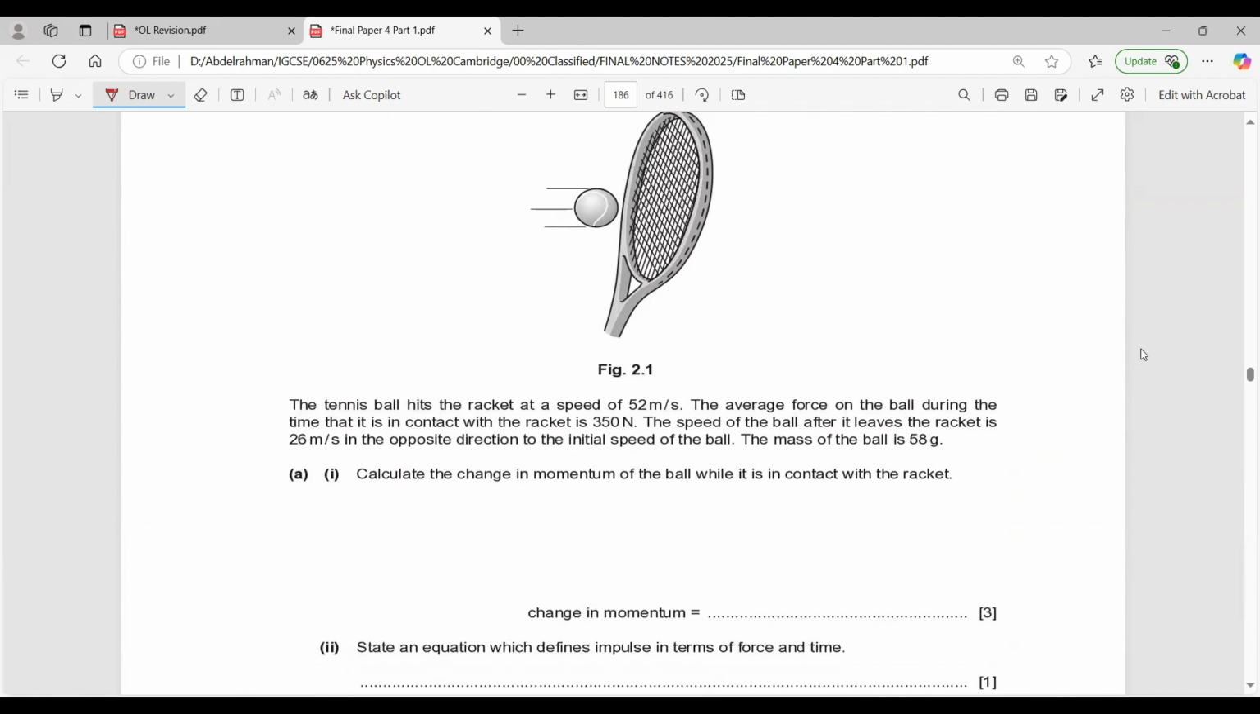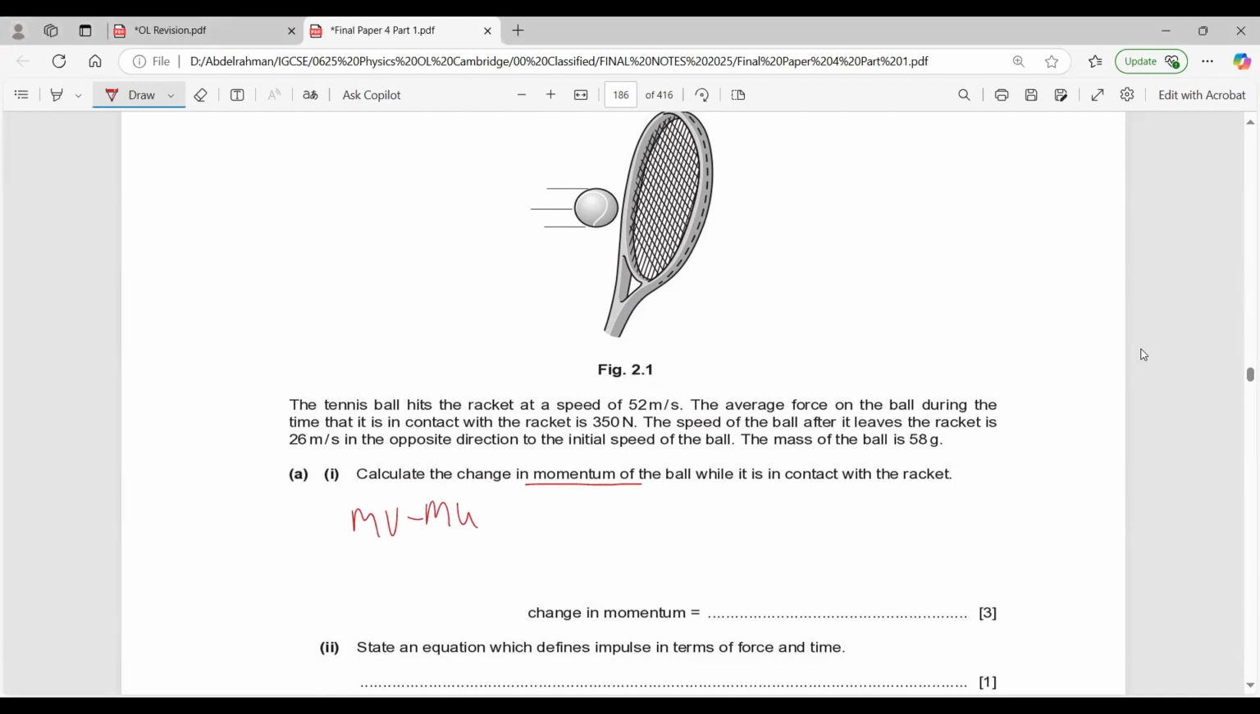Can I find the change in momentum of the ball while it is in contact with the racket? The change in momentum is what? Change in momentum is mv minus mu, or force times time. Right? mv minus mu, or force times time.